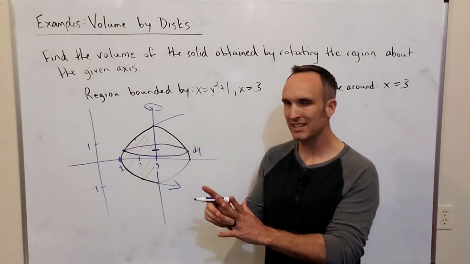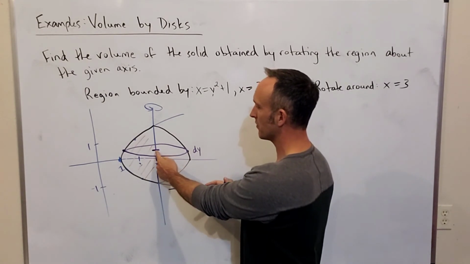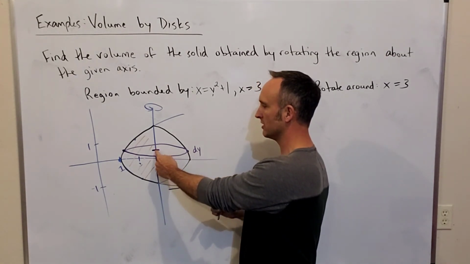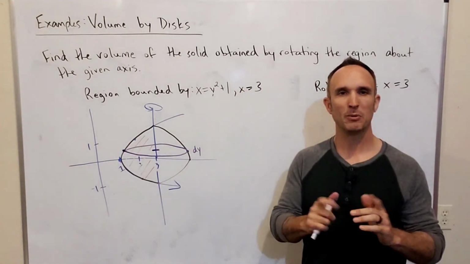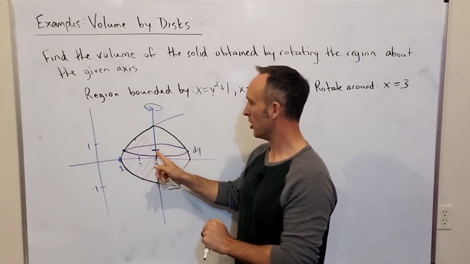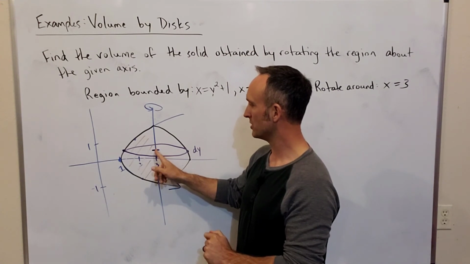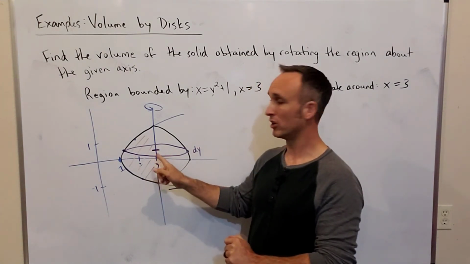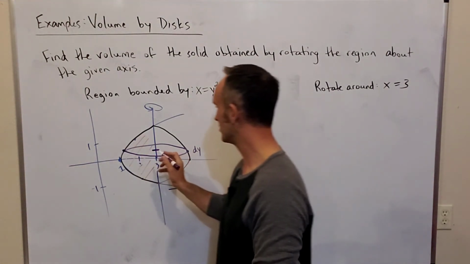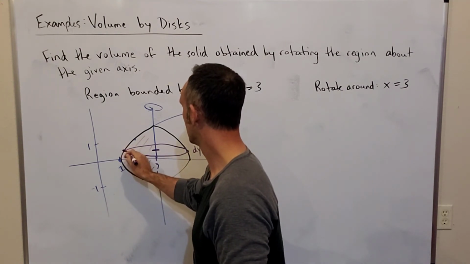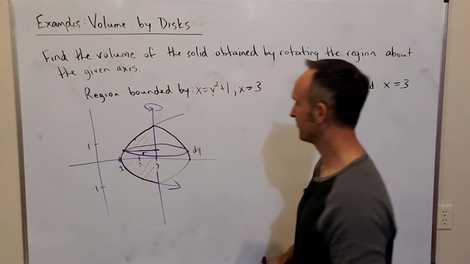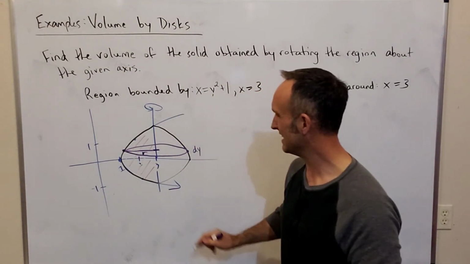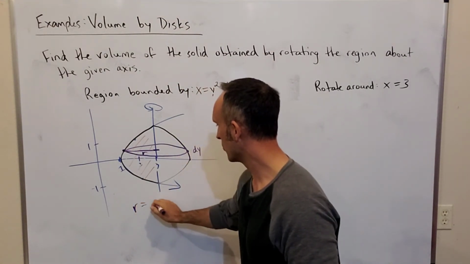And now the radius we need to measure from the axis of rotation. We have two choices. We can go to the right or we can go to the left. Now remember what I've said in the other examples. You always want to measure from your axis of rotation to the original curve. So in this case, we're going to measure our radius to the left. So we'll call that r.